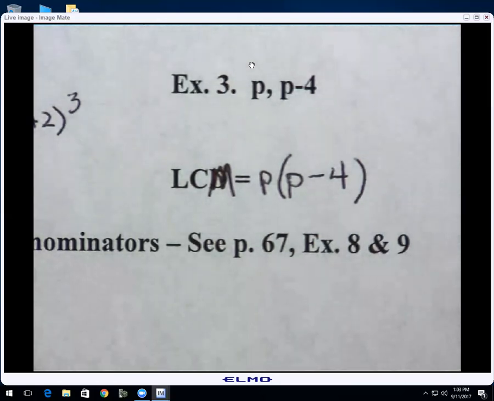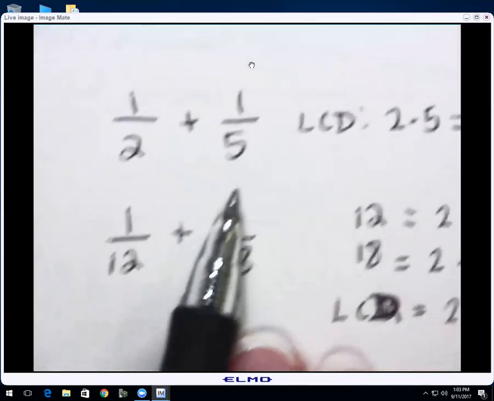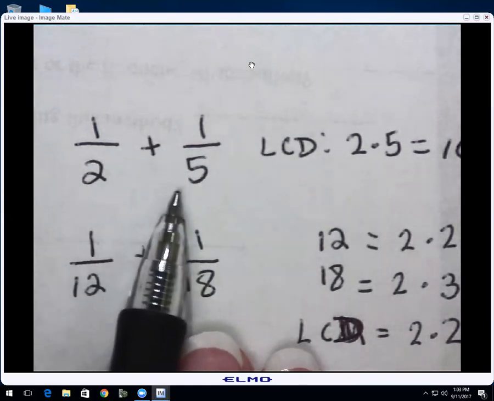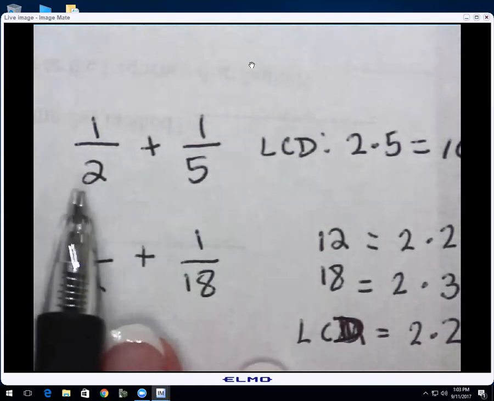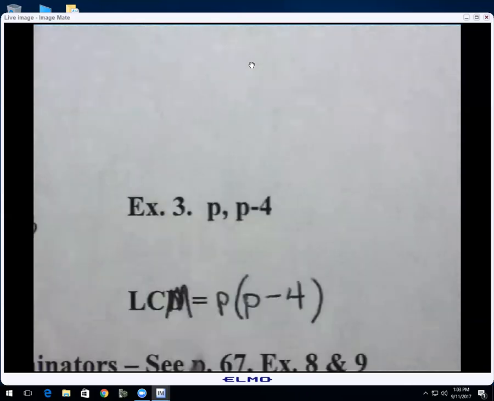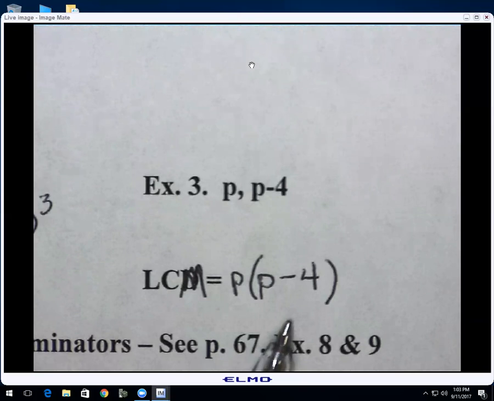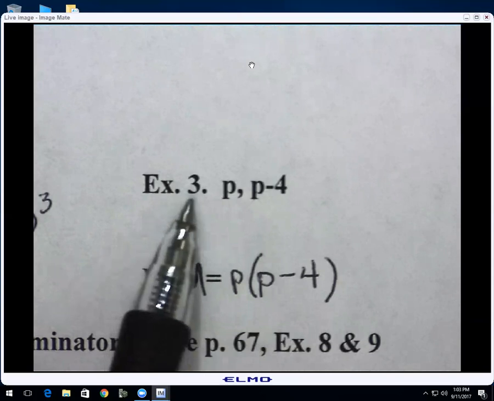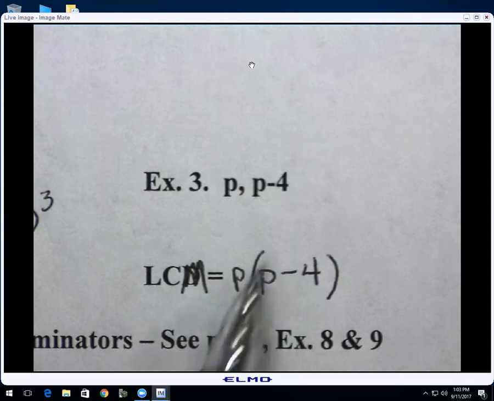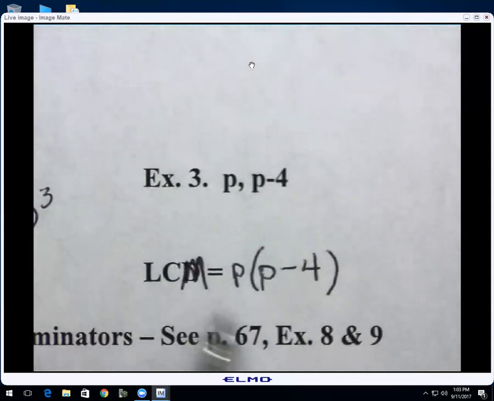It's just like this one half and one fifth. We said if 2 and 5 don't have a common factor, then the LCD is just their product. You multiply 2 times 5 and get 10. Here, p and p - 4 don't have a common factor, so the LCM is their product. Now we leave it in factored form so that we can look at each expression and say, what do you have to multiply times this to make it become that? And what do you have to multiply times this to make it become that?